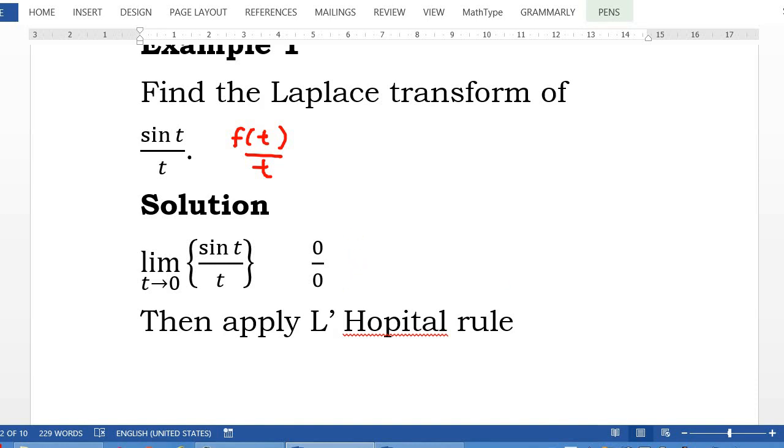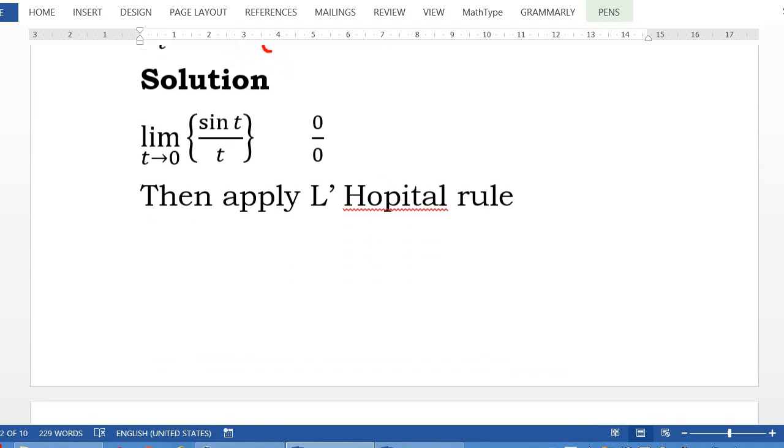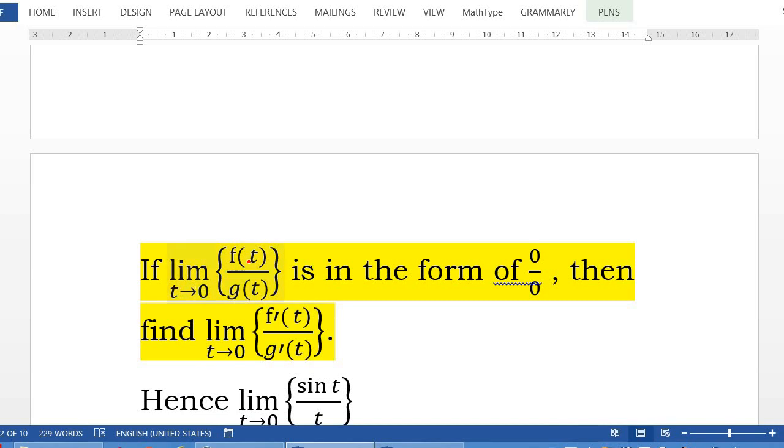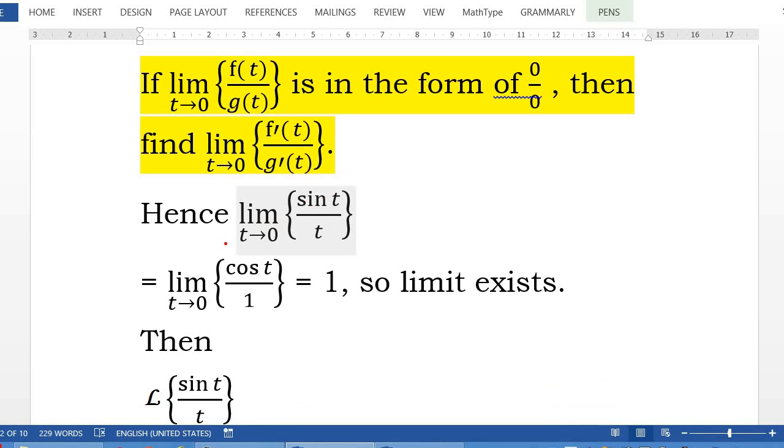Hence, we apply L'Hopital's rule, where you have an indeterminate form of the limit, either 0 over 0 or infinity over infinity. L'Hopital's rule says that if the limit for f(t) over g(t) when t approaches 0 is in the form of 0 over 0, or when t approaches infinity is in the form of infinity over infinity, then you can find the limit by differentiating numerator and denominator separately. So in this case, the limit for sin t over t when t approaches 0 is in the form of 0 over 0. Then we apply L'Hopital's rule: differentiate sin t, you have cos t; differentiate t, you have 1. Now you plug in t equal to 0, cos 0 is 1, so 1 over 1 you get the answer 1, hence the limit exists.